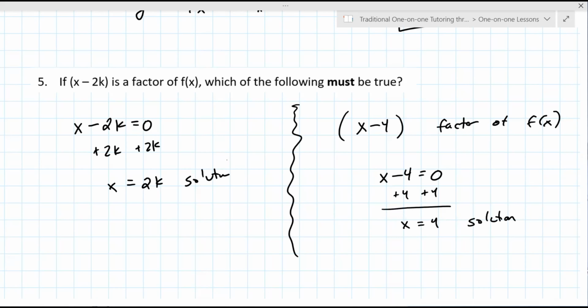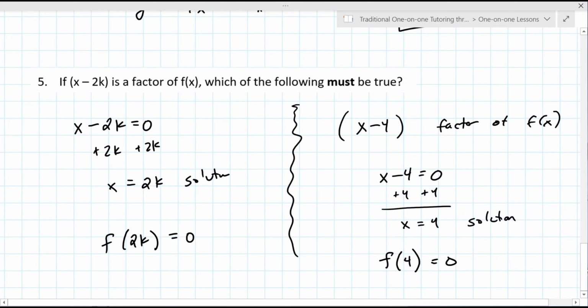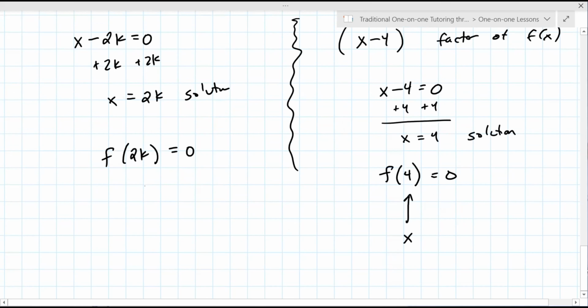Any questions on that? I just want to clarify that would be the last answer, right? It would be D. Well, no. So the f of 4 equals 0 over here on the right. So on the left, it's f of 2k equals 0, because this is your x.